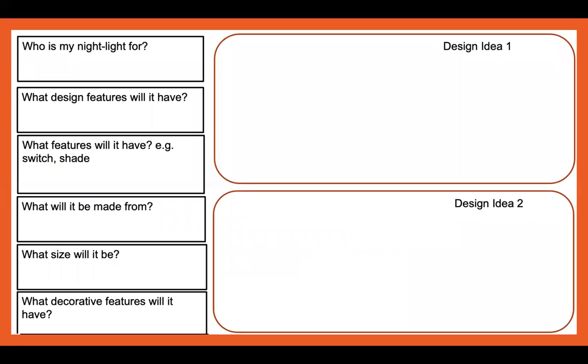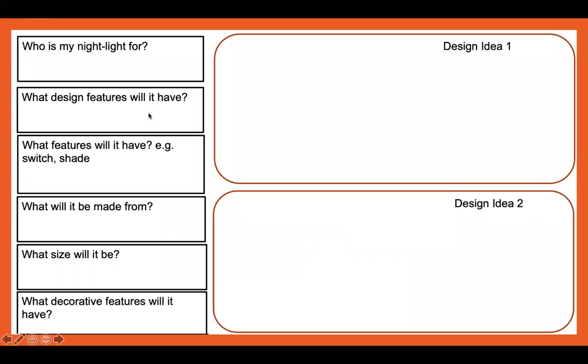So here, I want you to go onto Purple Mash and print out this sheet for me. Here is your layout for where you're going to put your design idea. So you have two spaces for design idea 1 and design idea 2. You need to identify who your nightlight is for. Is it for a child? How old is the child going to be who is going to use this?